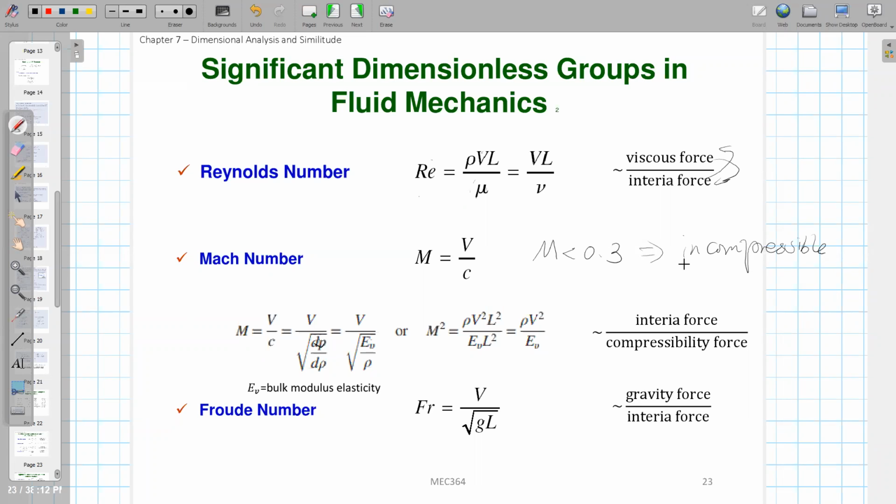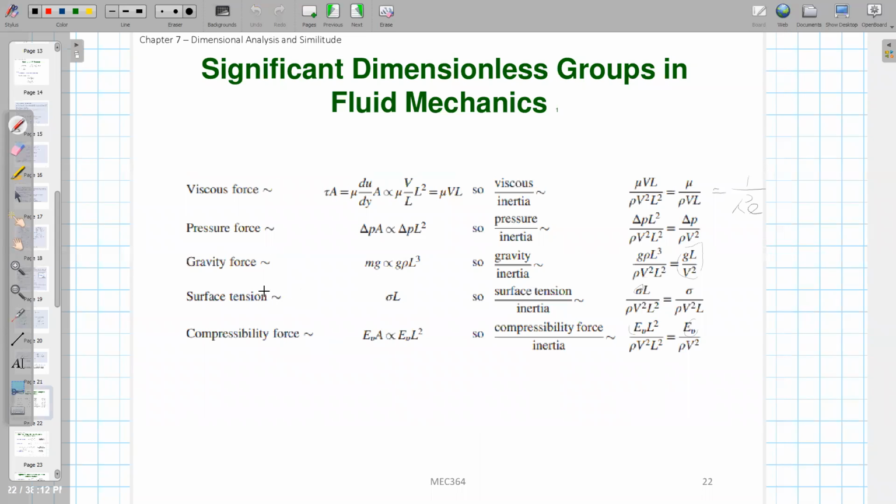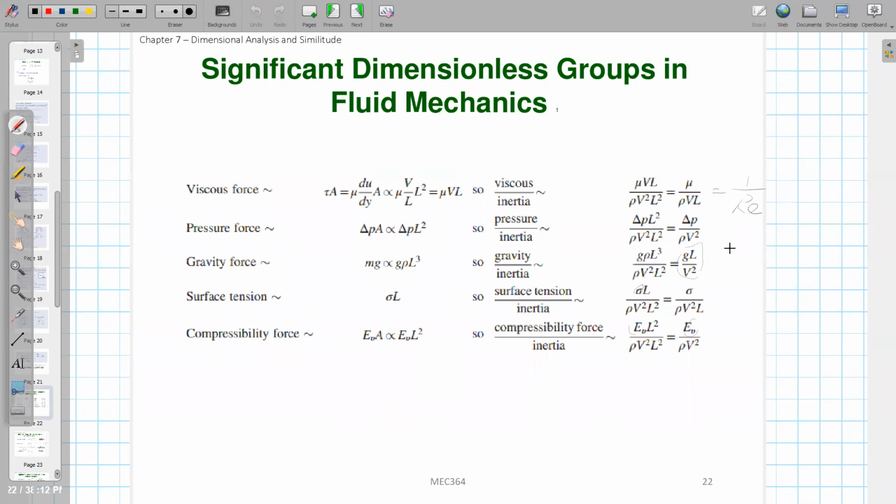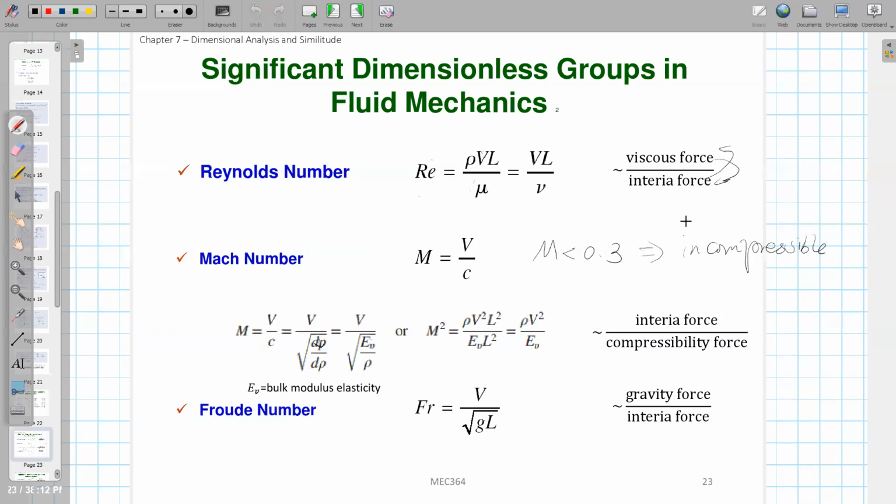Okay, and so this is the second very important parameter we are going to use for fluid mechanics, Mach number. And the next one is basically to estimate the gravity effect. Remember that if you want to compare the gravity force over the inertial force, you get this gL over V squared, right? So this basically is just 1 over Fr squared. So we define this Fr, called the Froude number.